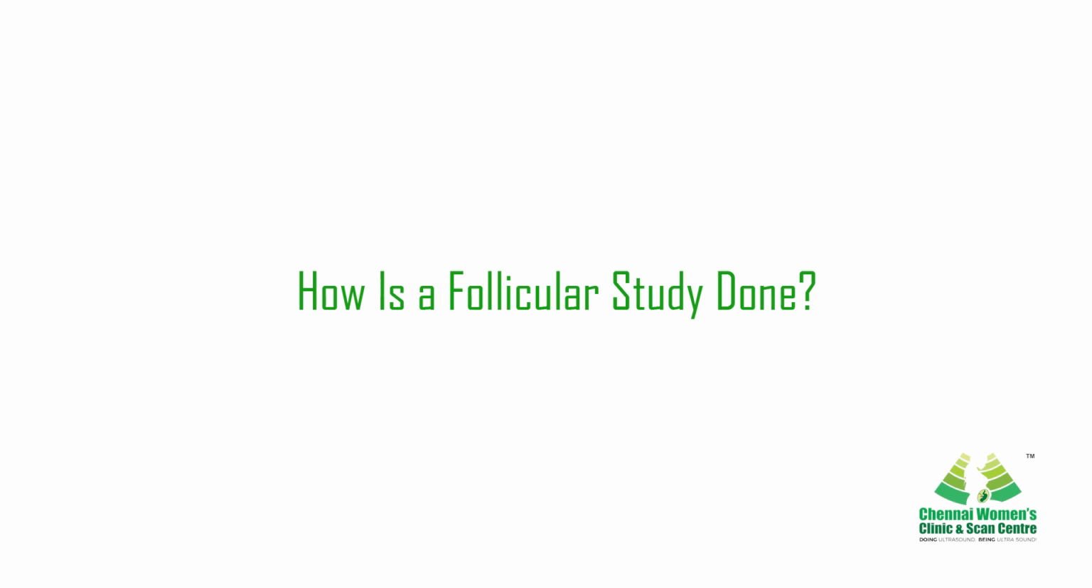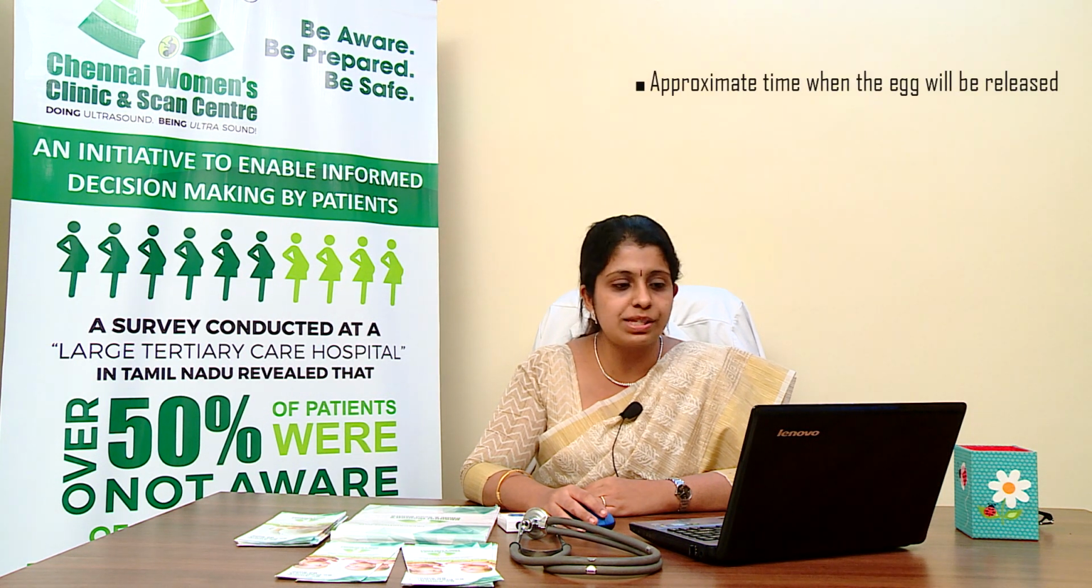How is a follicular study done? Performed via an ultrasound, a follicular study examines the ovarian follicles using a transvaginal scan. The doctor will be able to tell you the approximate time when the egg will be released, and thus a couple can plan intercourse at that time to maximize the chances of conception. The tissues containing eggs and the thickness of the endometrial lining are studied to determine the period that the patient is likely to ovulate.